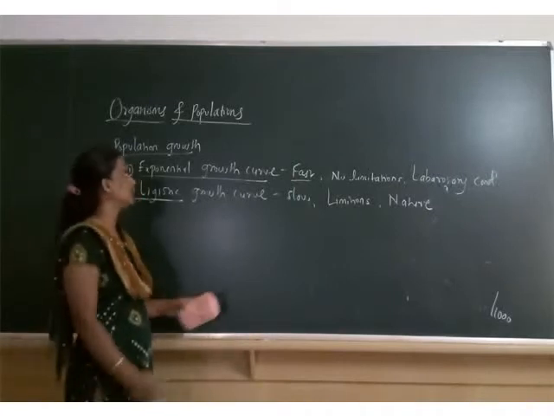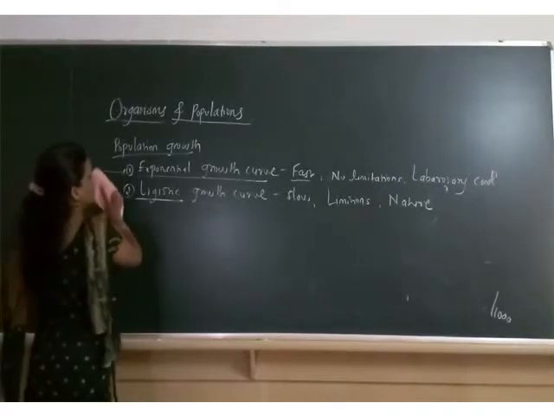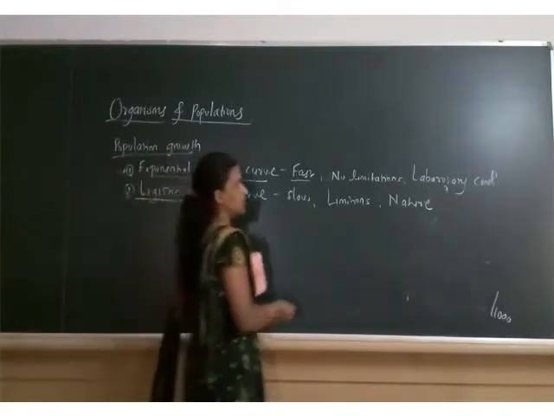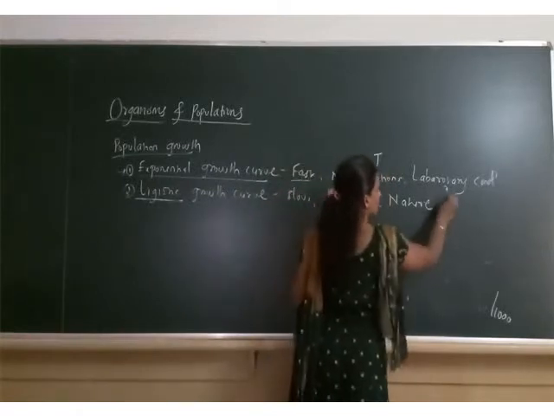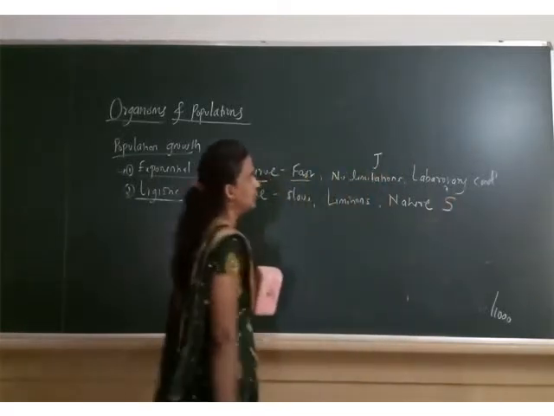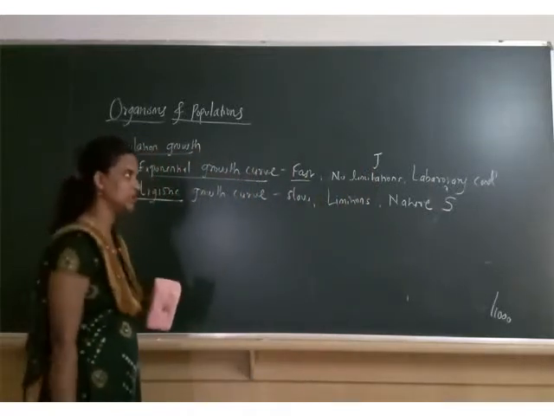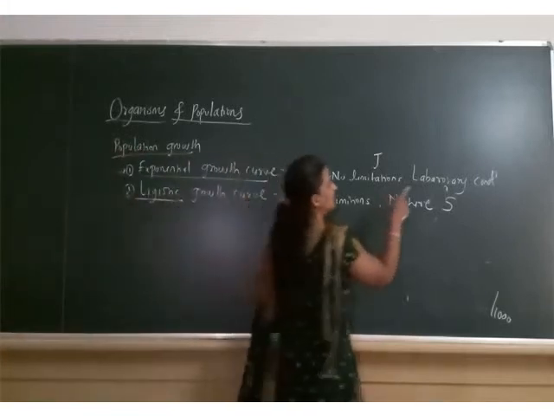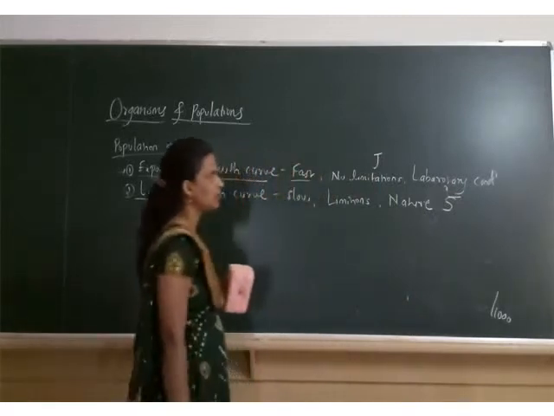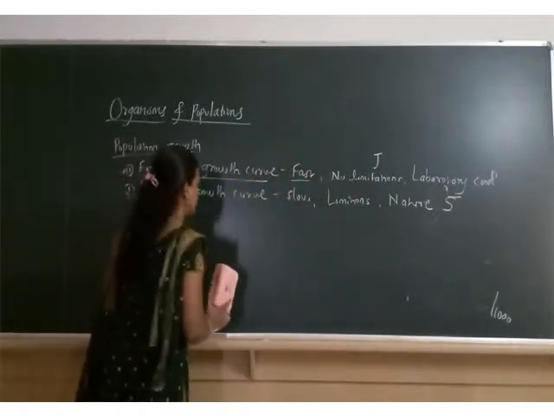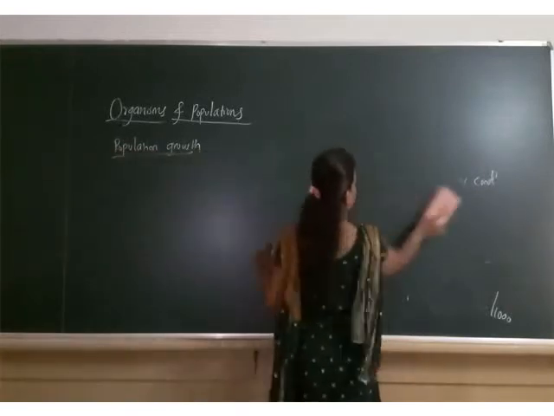We will start with the first one, the exponential growth curve. The exponential growth curve is J in shape, and the logistic growth curve is S in shape. This one grows continuously, so that is a J shape. After some limitations, the growth is going to stop and become steady. That is called logistic growth, which is in S shape. We take the first one, exponential growth.